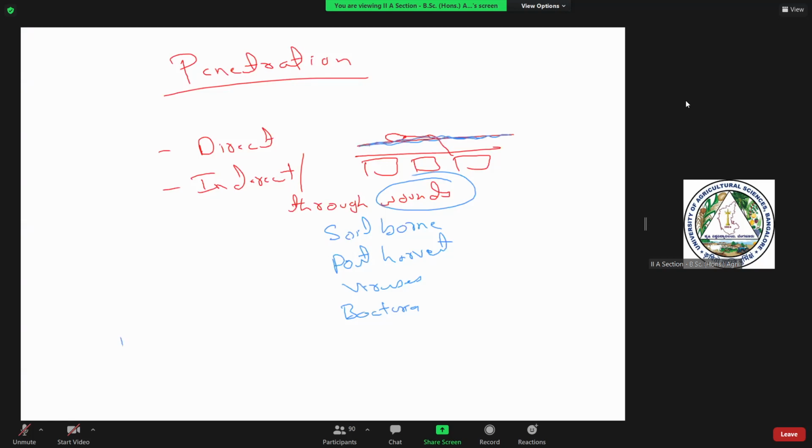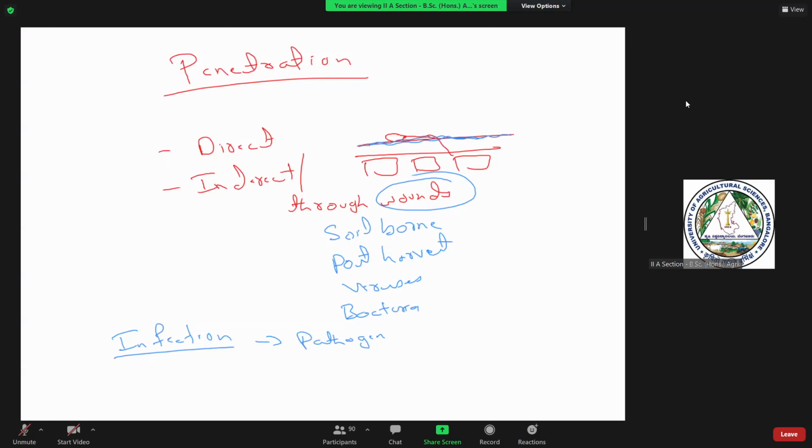And there is one more term that we use often: infection. I think most of you know what infection means. By this time, the infection of corona, how does it take place? Basically, if you understand what exactly infection means, it is the establishment of the pathogen inside the host, following the penetration.